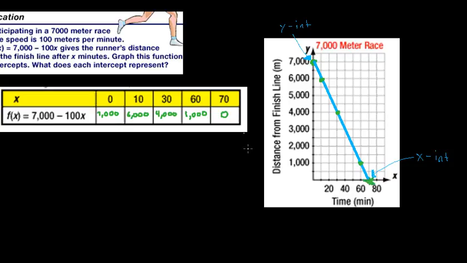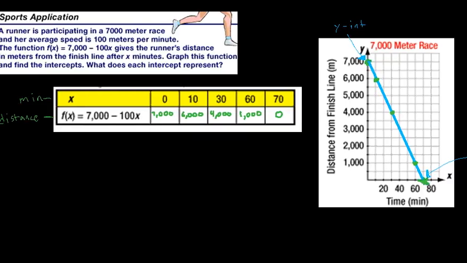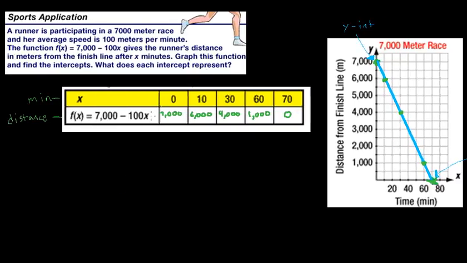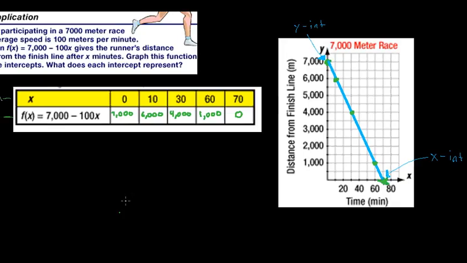Well, we found the intercepts, but the last part of the question asks, what does each intercept represent? Let's think about it. 7,000 here is the y-intercept. That's the distance in front of the woman as she starts the race. That's how much she has in front of her still. So this is the distance from the finish line.